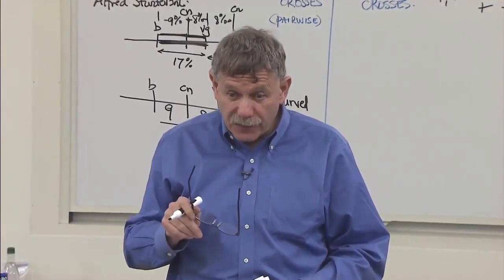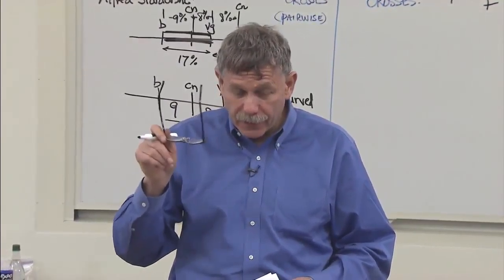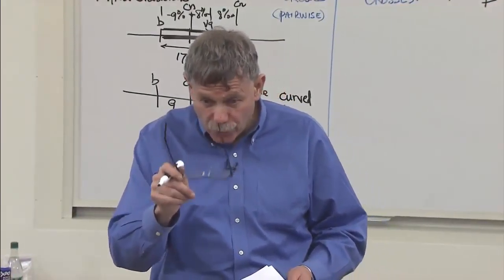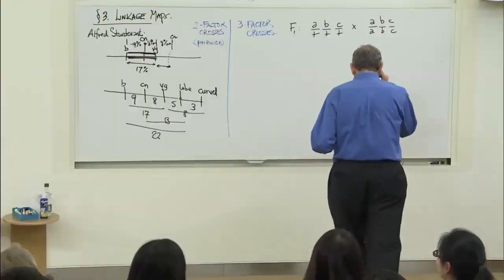I've got two choices at the first locus. I've got the first gene. I've got two choices at the next gene. And I've got two choices at the next gene. That makes 8 possible choices, right? So let's actually write those down.